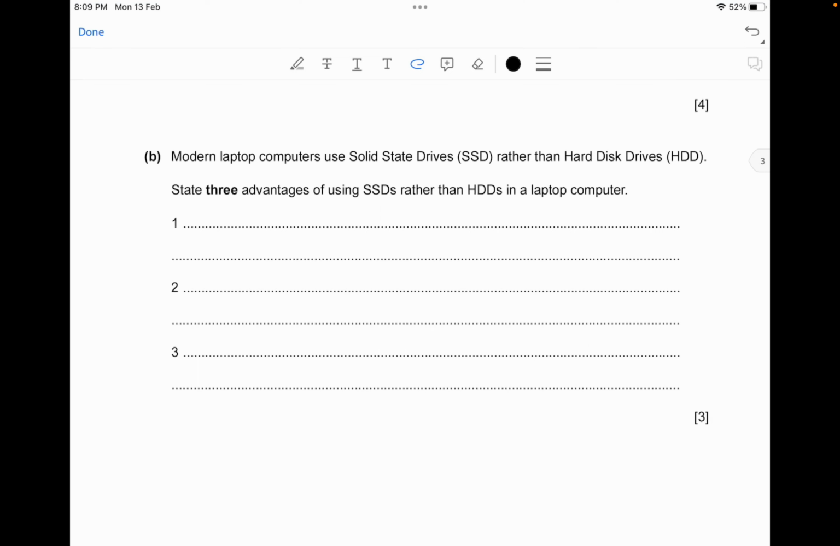Modern laptop computers use solid-state drives, SSDs, rather than hard disk drives, HDDs. State 3 advantages of using SSDs rather than HDDs in a laptop computer. The first thing is that the startup of the laptop is faster. Then you can say that SSDs consume less power.